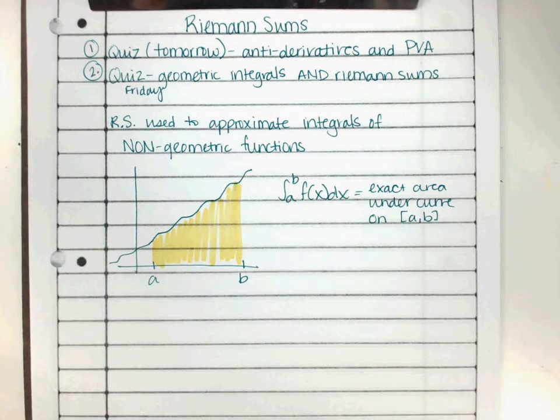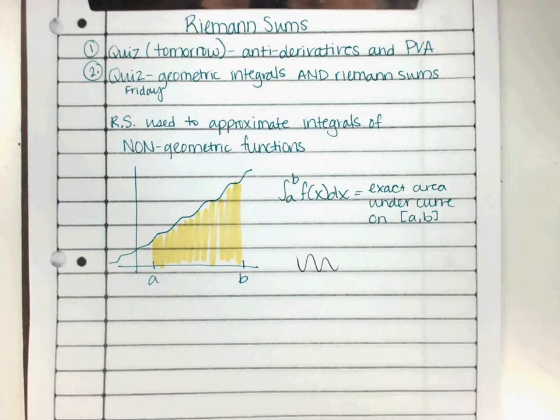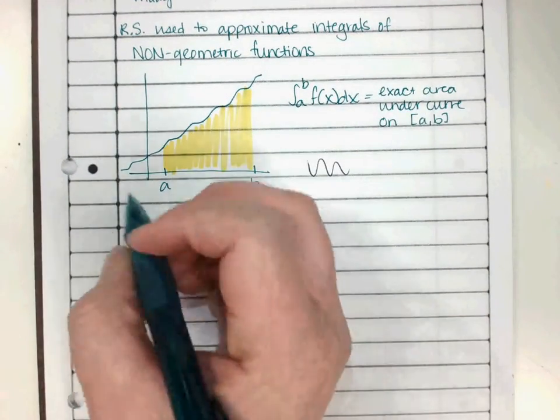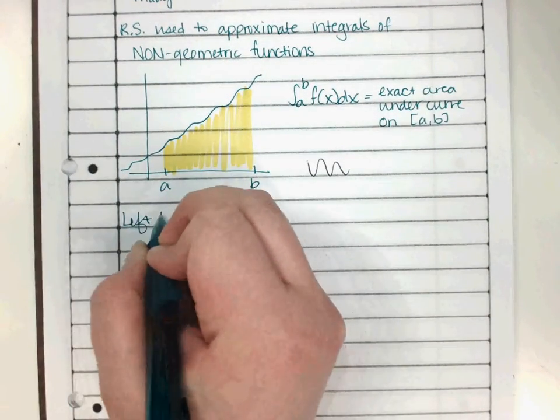Yes. What's wrong with it? Let me see it. Under the curve on a to b. Okay? So the first Riemann sum that we're going to do is going to be a left Riemann sum. So put left Riemann sum.